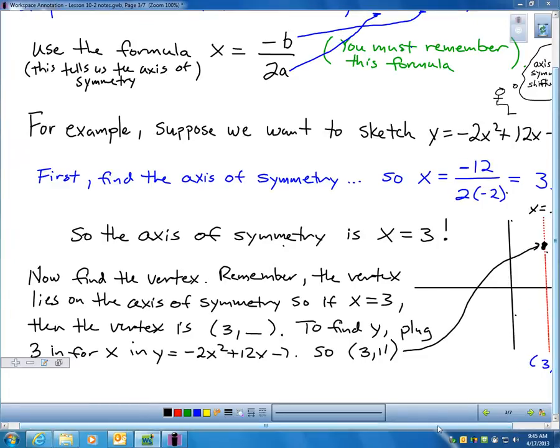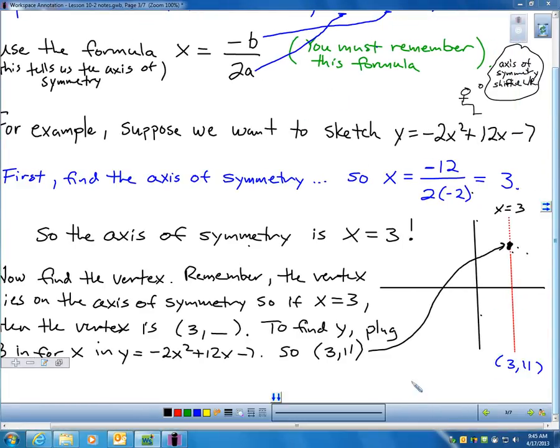Let's define the vertex again. When you have a parabola, either opening down or opening up, the vertex is that either bottom or top point. Well, this parabola's vertex is right here, 3 units over on the axis of symmetry. Now to find that point, since this axis of symmetry is x equals 3, all I need to do is plug in 3 for x to find y. So let's do that.